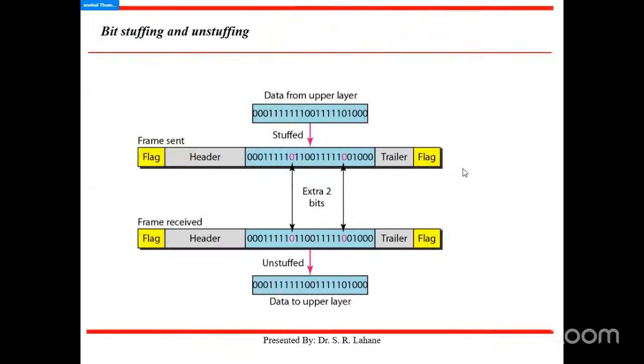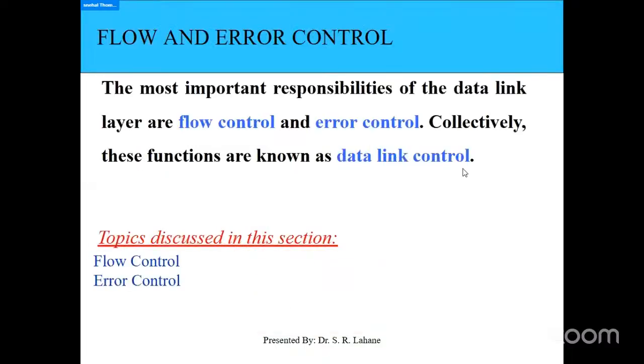Likewise, the data from the upper layer will be the same. Then the stuffed bit, binary zero, will be added after 5 consecutive ones. Then extra binary bits will be added. When the receiver receives that data, it unstuffs the extra stuffed bit and gets the original data. In this way the bit stuffing will be processed or carried out. Then another point, flow and error control.